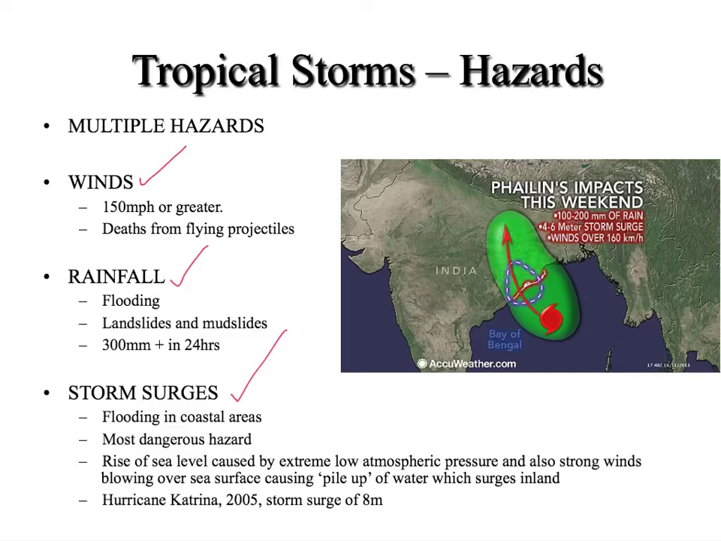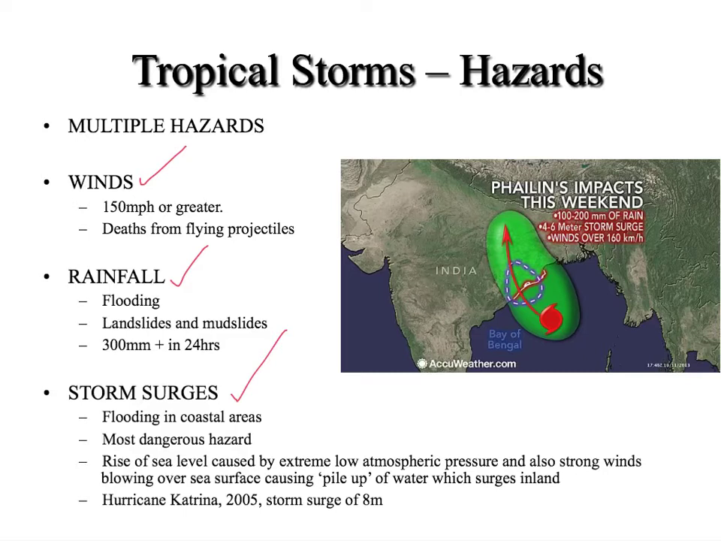They're the most dangerous hazard of tropical revolving storms, and storm surges are caused by the rise in sea level caused by the extreme low atmospheric pressure that we get associated with tropical revolving storms, but also the incredibly strong winds blowing over the surface of the sea, causing the pile up of water, which then, as it approaches shallower waters, surges inland, causing coastal flooding.